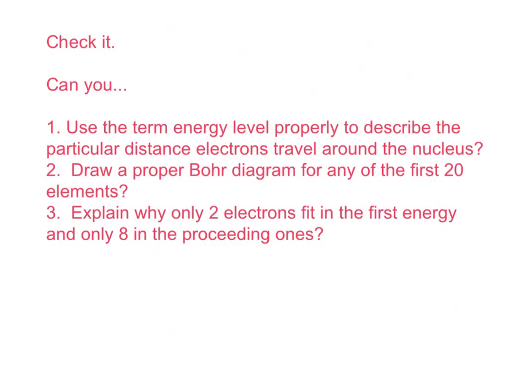So after this lesson, you want to make sure that you're able to use the term energy level properly to describe the particular distance electrons travel around the nucleus. You want to make sure that you're able to draw a proper Bohr diagram for any of the first 20 elements. After the first 20 elements, it gets a little tricky, and you should take AP Chemistry to find out why it's so tricky. And then finally, you want to be able to explain why only 2 electrons fit in the first energy level, and only 8 in the preceding ones.